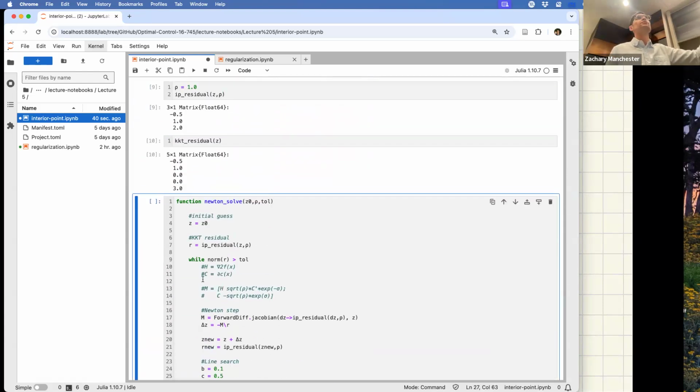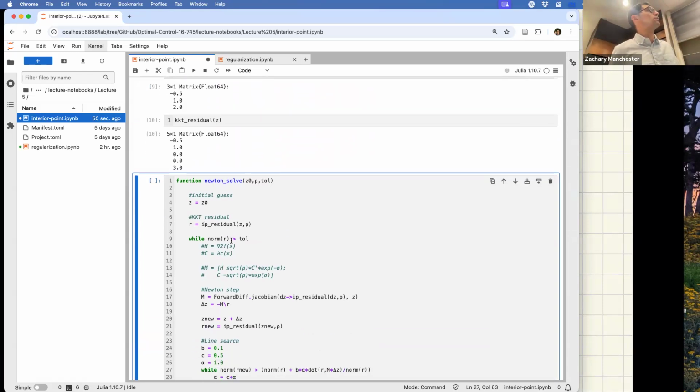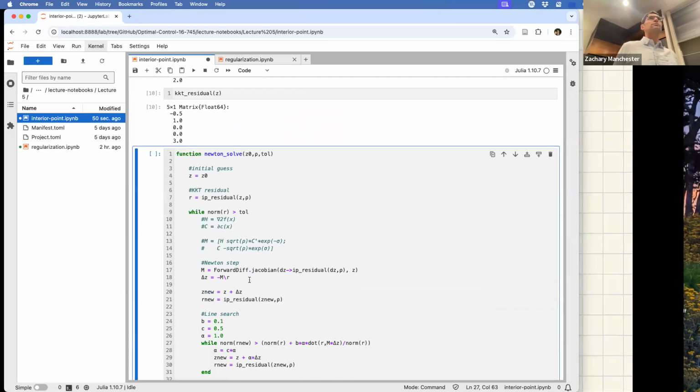Here's the main meat. This is a Newton solve. Inside here, we're going to evaluate that residual, and then we're going to have this while loop where we're checking for convergence. We want the norm of that residual to be less than some tolerance. And inside here, we're just going to do the stuff you would expect, right? Newton step: we're going to evaluate the Jacobian of that residual.